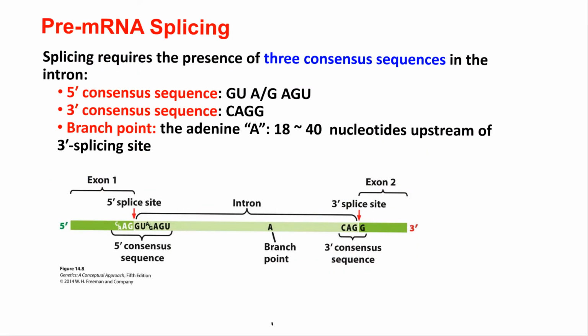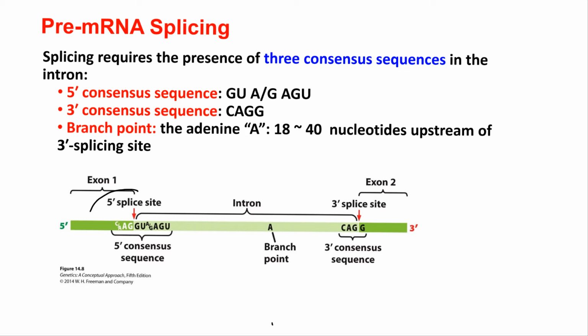The other major type of modification of eukaryotic pre-mRNA is RNA splicing. RNA splicing refers to the removal of non-coding sequences, which we call introns. To work properly, splicing requires the presence of three consensus sequences.